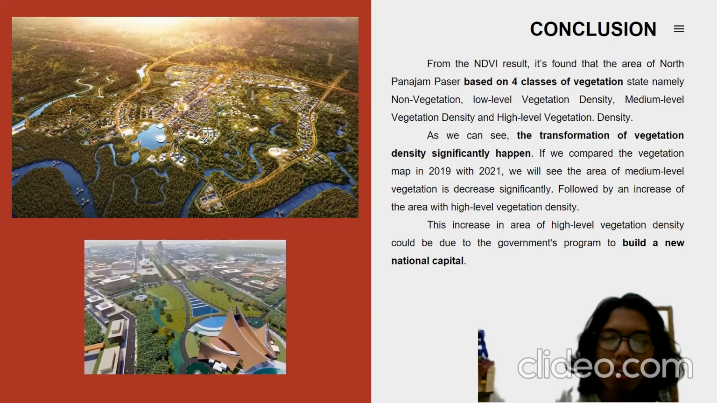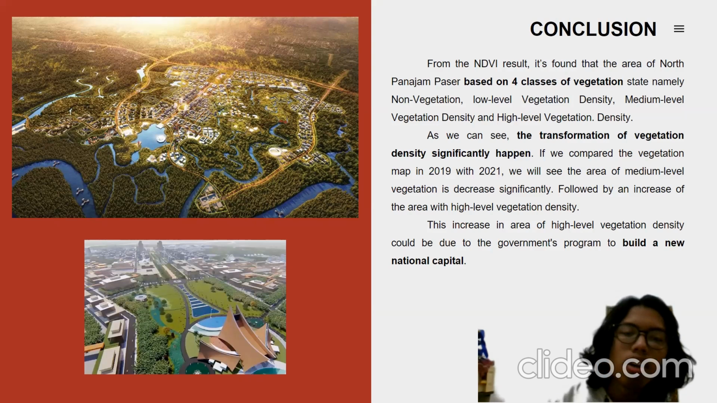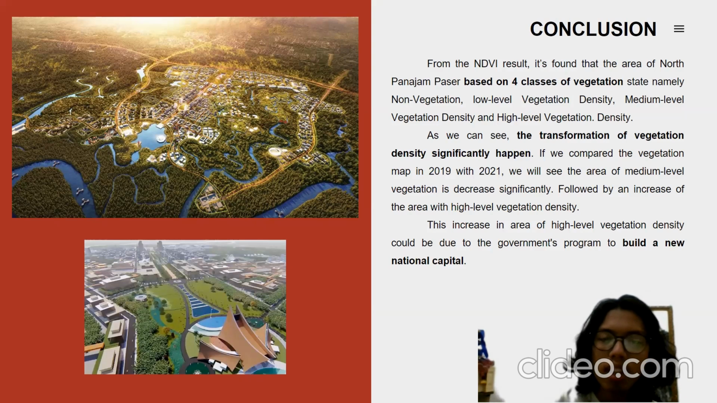So the conclusion from our research is that the area of Penajam Pasir Utara, based on 4 classes of vegetation state, namely non-vegetation, low-level vegetation density, medium-level vegetation density, and high-level vegetation density, shows a big transformation as we can see before. The area of medium level vegetation decreased significantly, followed by an increase of the area with high level vegetation density. This increase in area of high level vegetation density could be due to the government program to build a new capital city.